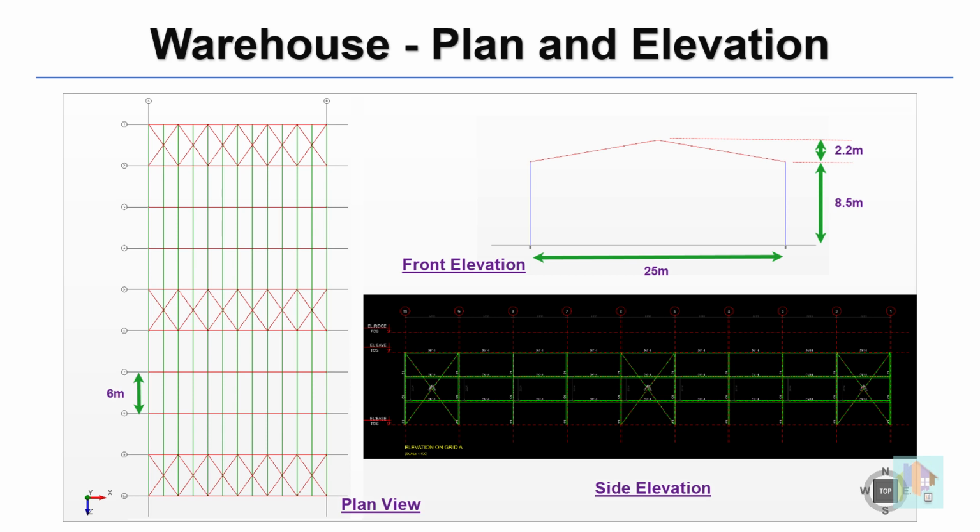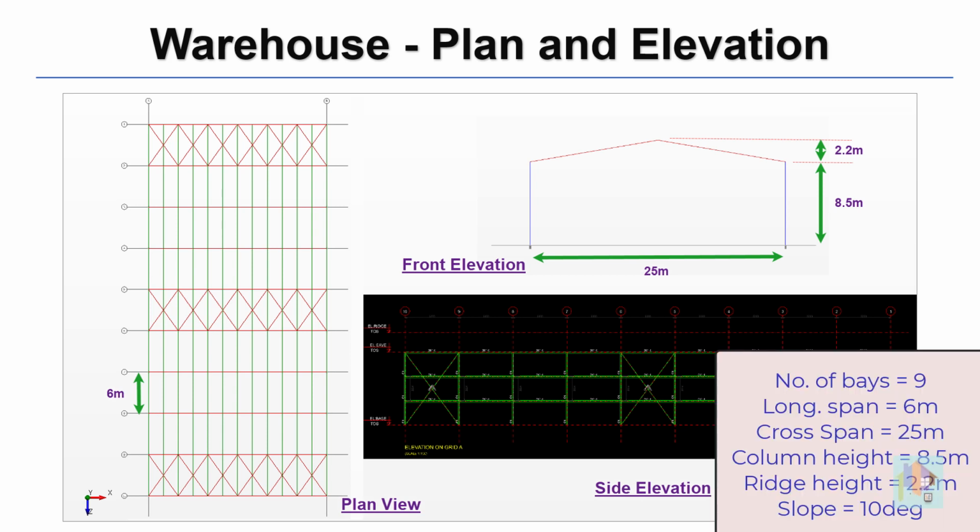There are 9 bays in the longitudinal direction with 6 meter center to center distance. Total cross directional span length is 25 meter. Height of the column is 8.5 meter and ridge height is 2.2 meter with 10 degree slope. This column height is from the base plate level. There is a 500 mm pedestal which I don't want to consider in my model.